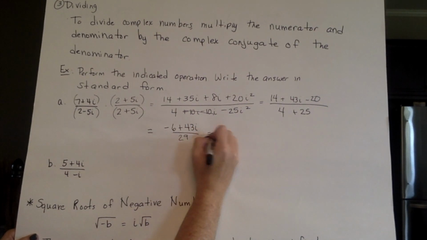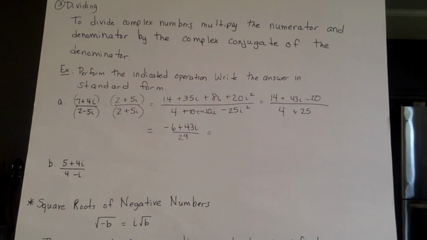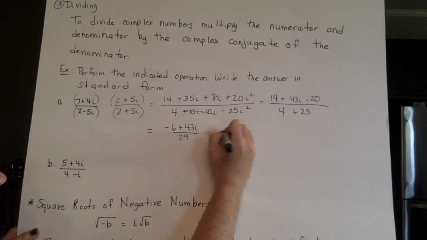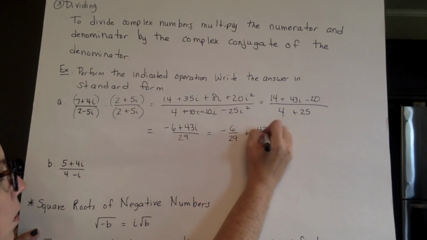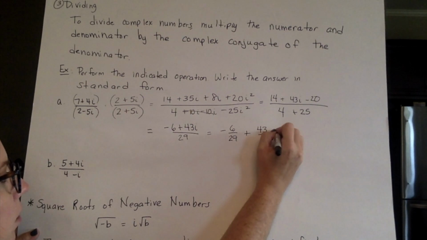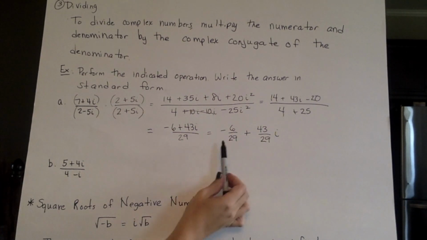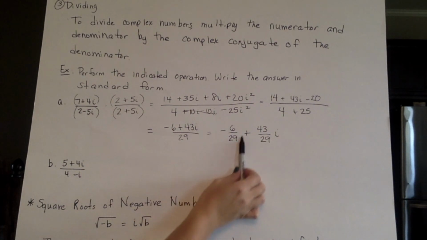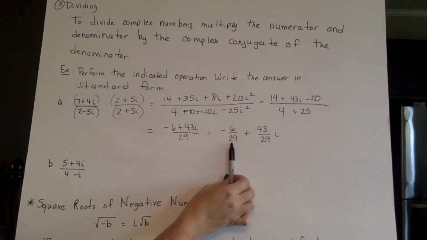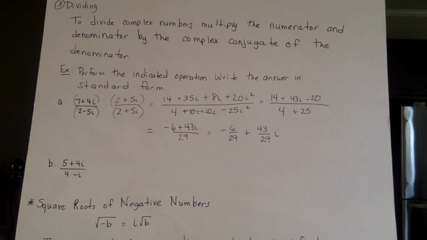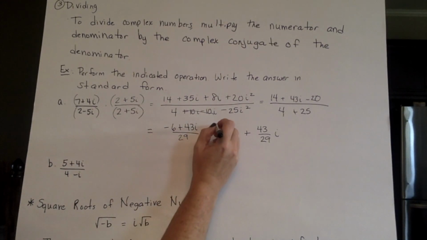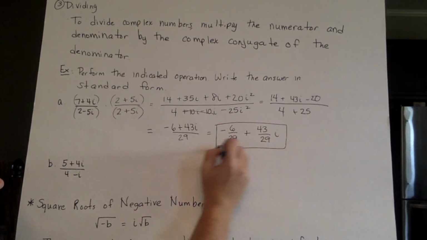But this is not written in standard form. In order for it to be written in standard form, we need a plus bi. And we don't have that right now. So we need to split up this fraction. And it would look like this, so that we can now clearly see the real part of this complex number is negative 6 over 29. The imaginary part of this complex number is 43 over 29. And this is how we would write our answer in standard form.